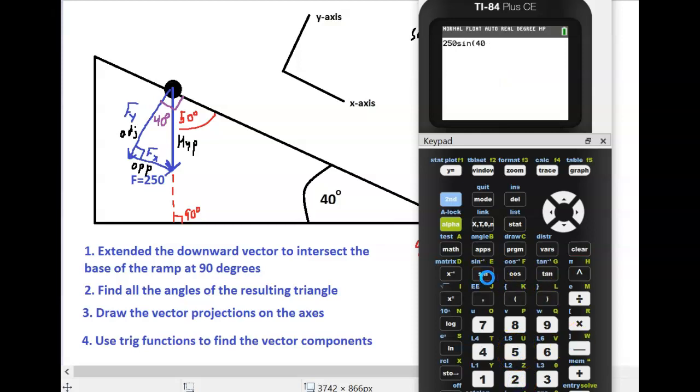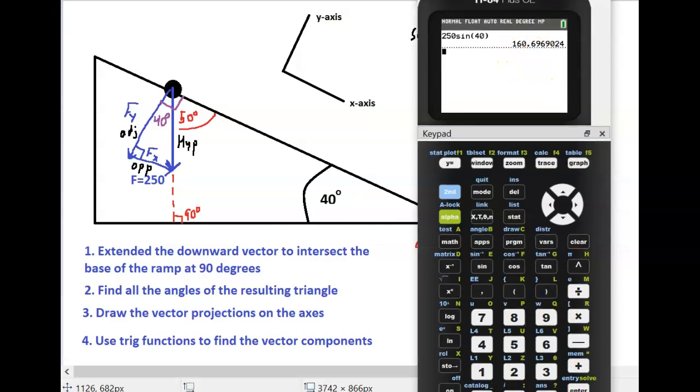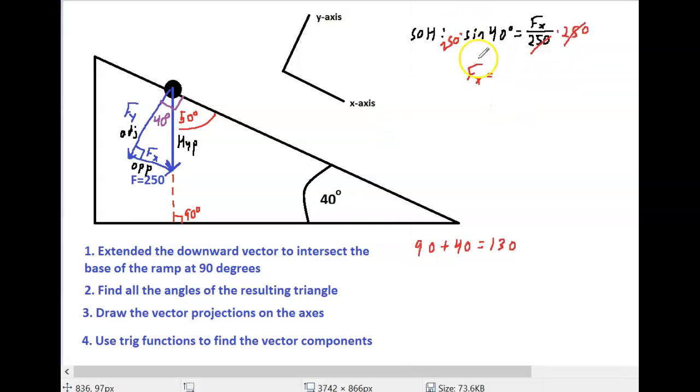250 sine of our 40-degree angle gives us 160.6969024. Let's round that to 2 decimal places. Always ask your instructor what rules to follow.